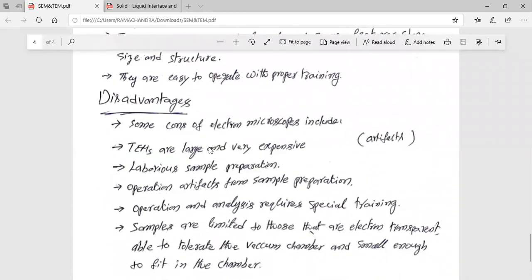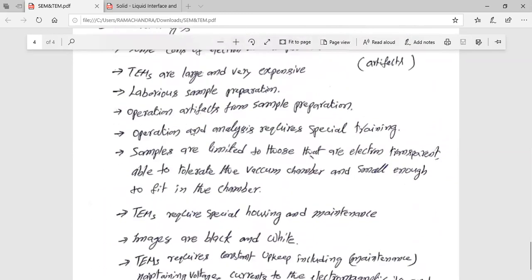Next we see the disadvantages of transmission electron microscopy. TEMs are large and very expensive. The experiment also requires a higher expense. Laboratory sample preparation is needed for synthesis and characterization. Artifacts can arise from sample preparation: we prepare the samples, and the samples are converted to images when we detect them in the transmission electron microscope. That is the artifacts from the sample preparation.